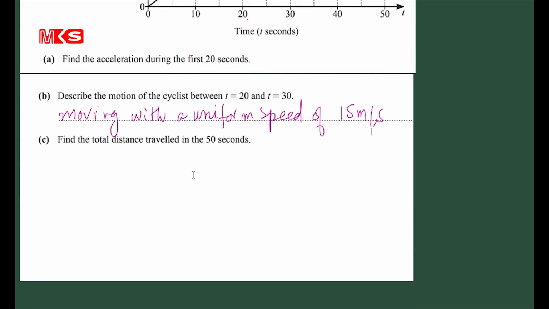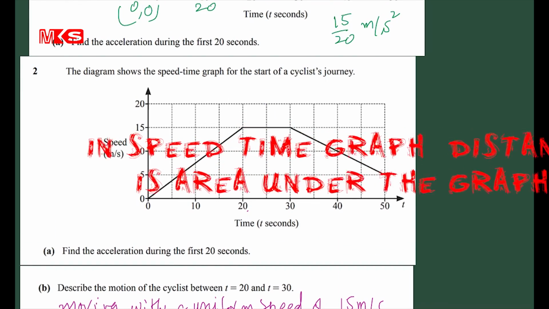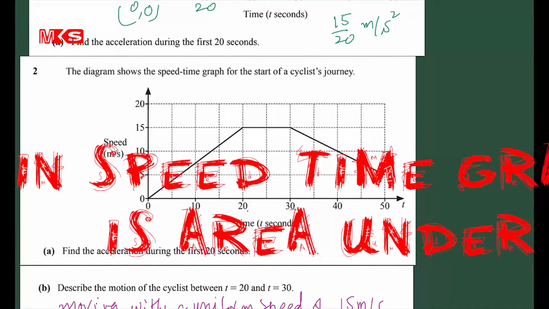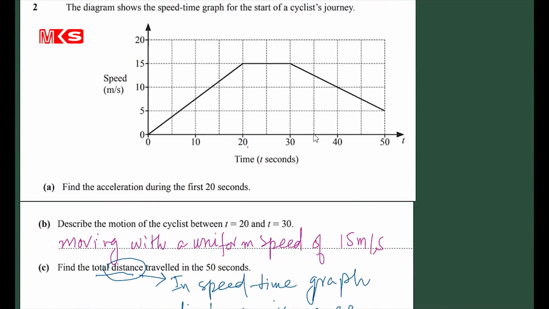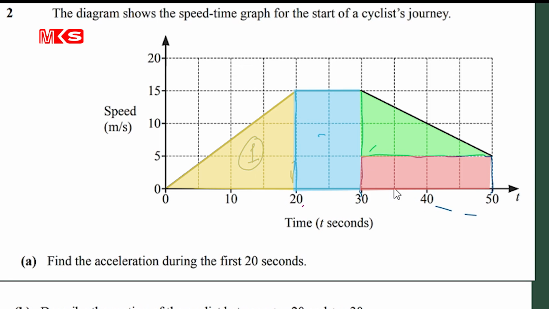The last part, part C, is the total distance traveled in 50 seconds. In a speed-time graph, the distance is the area under the graph. So we can divide this diagram into different parts. For example, I take this part first, and the second part could be this one. We can even divide it into 4 parts. This is a triangle. I'll just name them part 1, part 2, part 3 and part 4.